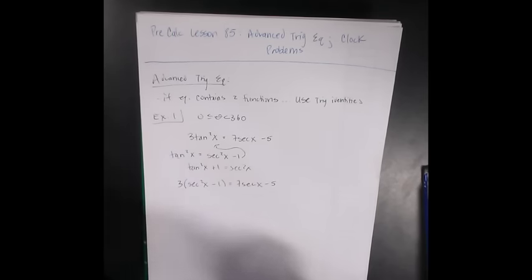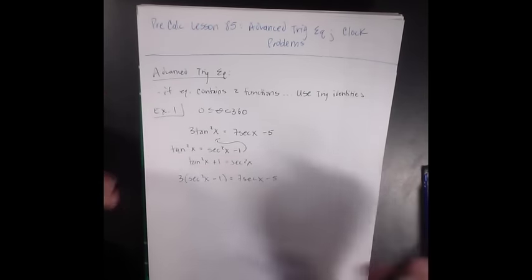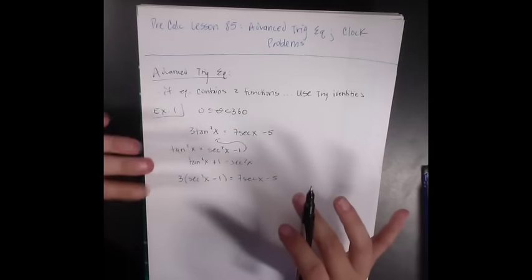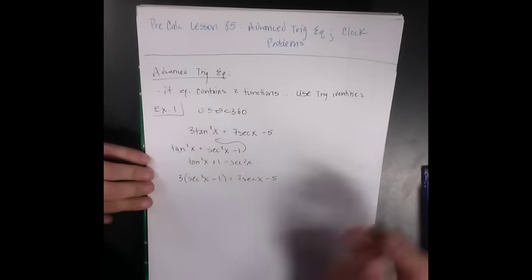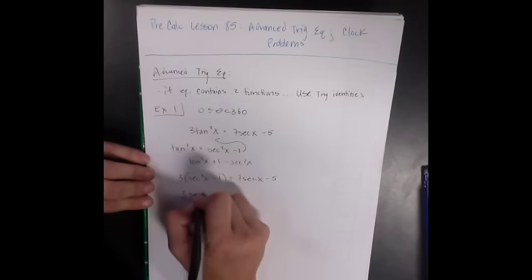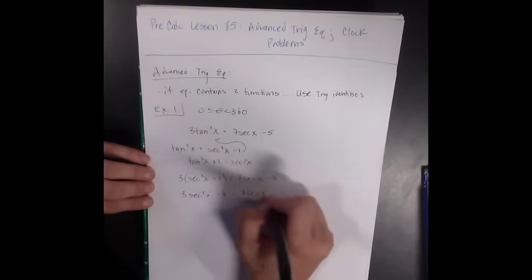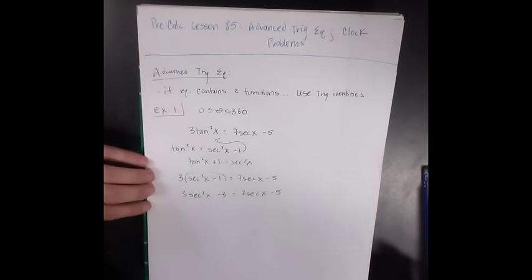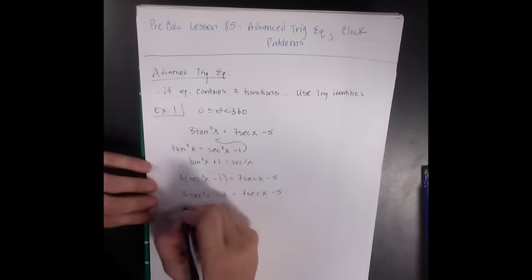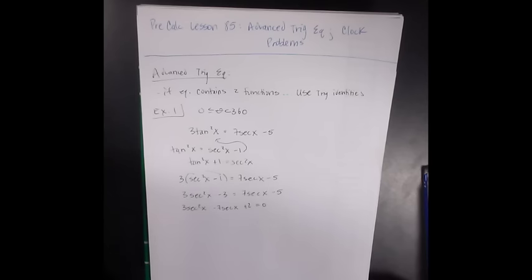If you're having troubles with your trig functions or your trig identities, we need to get that under wraps now because we're starting to do problems that apply them. Now let's distribute the 3. So we have 3 secant squared of x minus 3 equals 7 secant of x minus 5. I want to get all of my terms over to one side. So 3 secant squared of x minus 7 secant of x plus 2 equals 0.